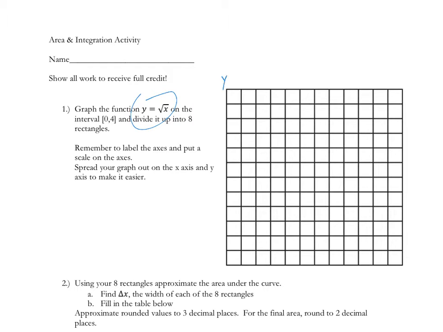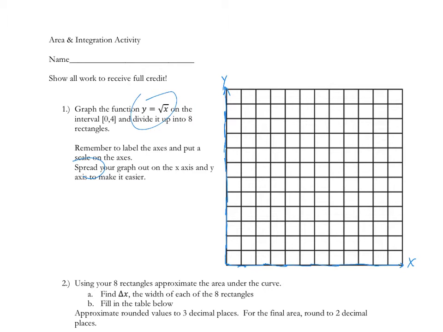What I'm going to do is call this guy my y-axis. Maybe I'll darken it a little bit, make it nice and blue. Okay, and then this guy is my x-axis. Make it blue. My scale, I'm going to spread out my scale, spread out your graph on the x-axis.